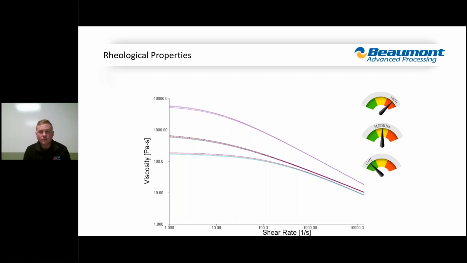Viscosity itself, well, what's that going to affect? Well, as you change in viscosity, that's going to affect the flow behavior of the material, which downstream is going to affect the pressure required to fill the part and the internal stresses that are generated within that part, which we'll get to later on.